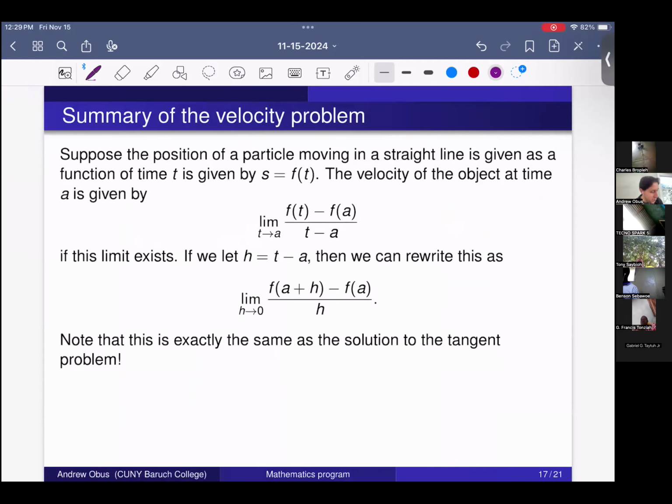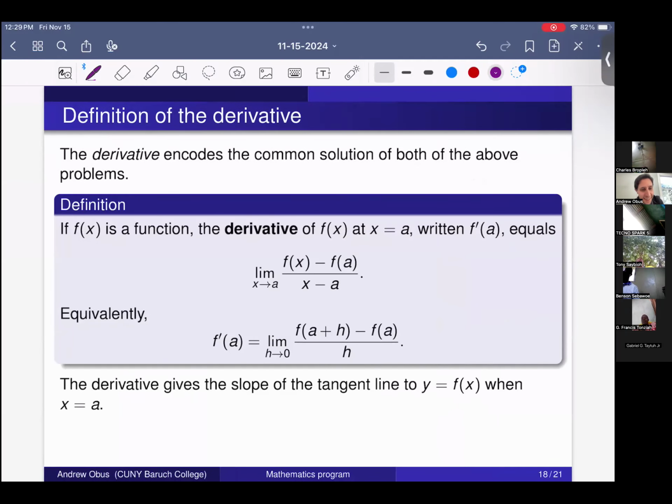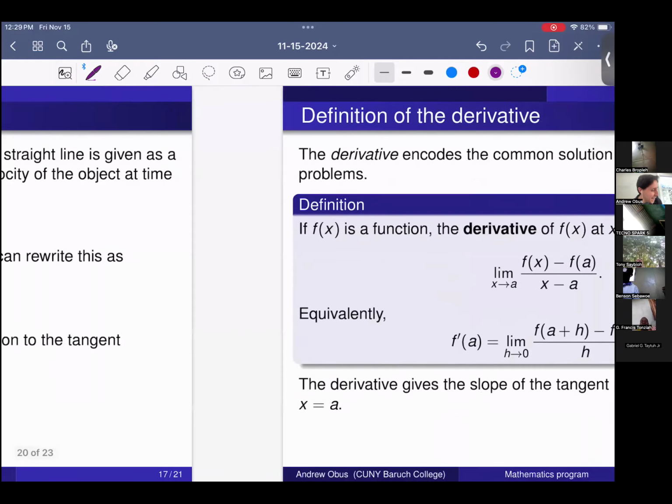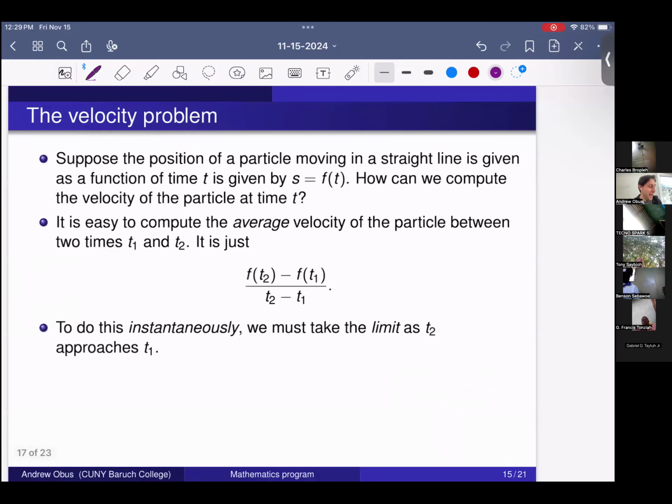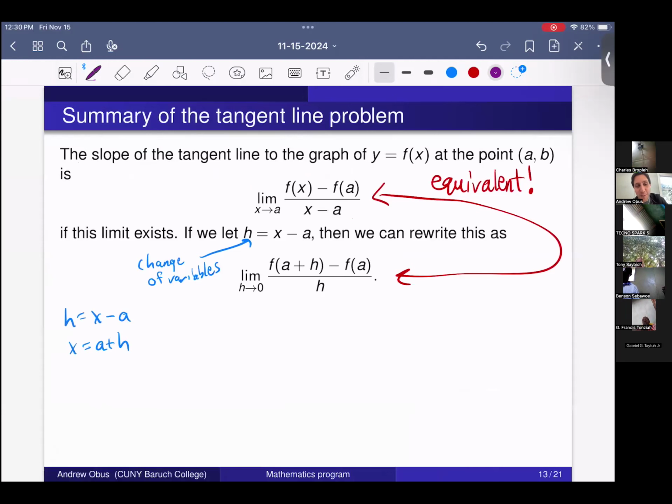It'll happen on slide 18. But okay, this is the derivative. So if anybody's heard the word derivative, this is all that it is. It just means this limit. We'll discuss it after we do velocity and position.